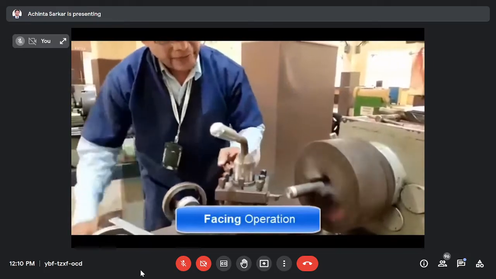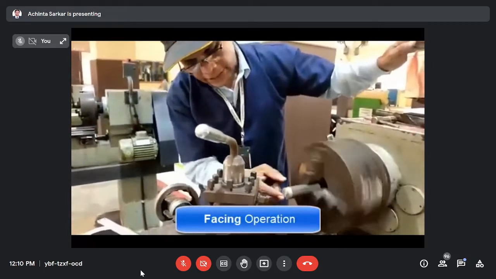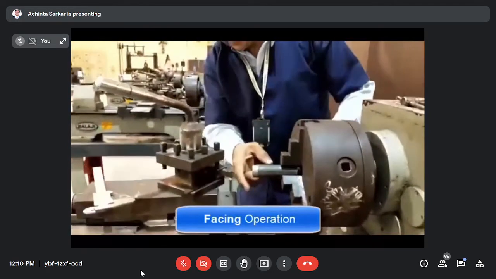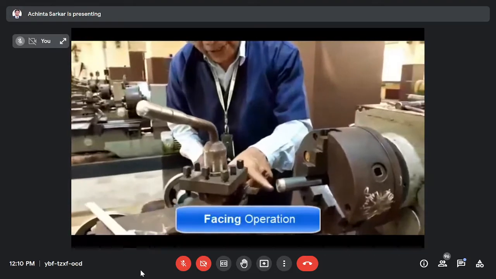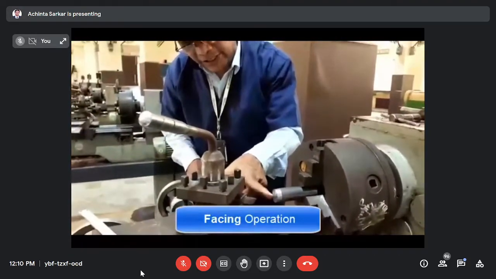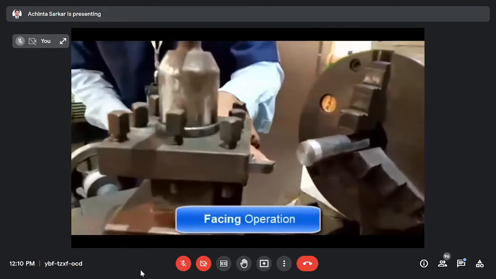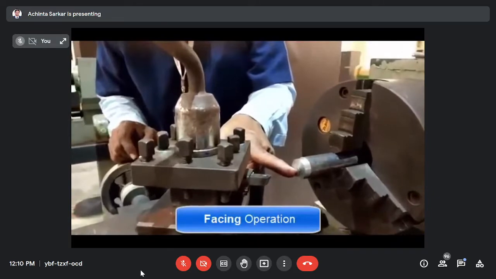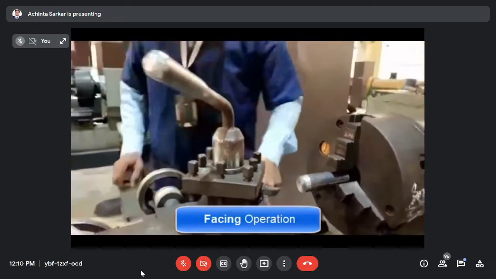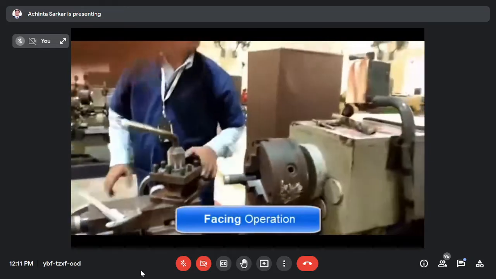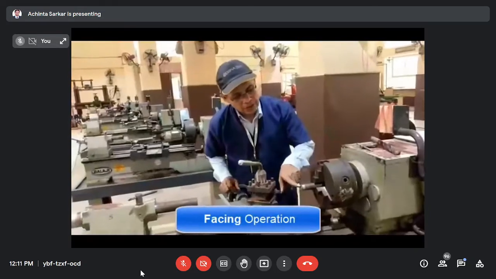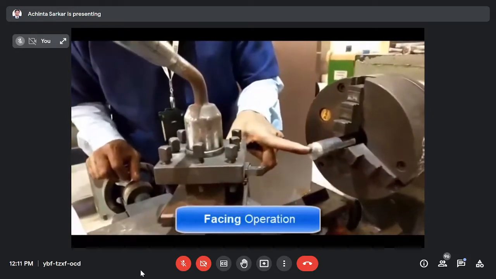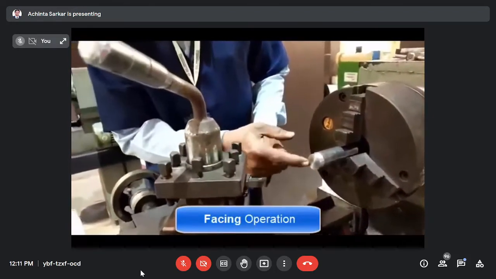Now see here, after completing the facing operation, here is some metal left. So the metal is not exactly removed. Why? Because this cutting point is not matching exactly to the center of the workpiece. That's why it is just down. That's why you have to match the cutting point to the exact center of the workpiece properly. And another packing. So here is some metal remaining. You have to remove this metal from the front side of the workpiece.